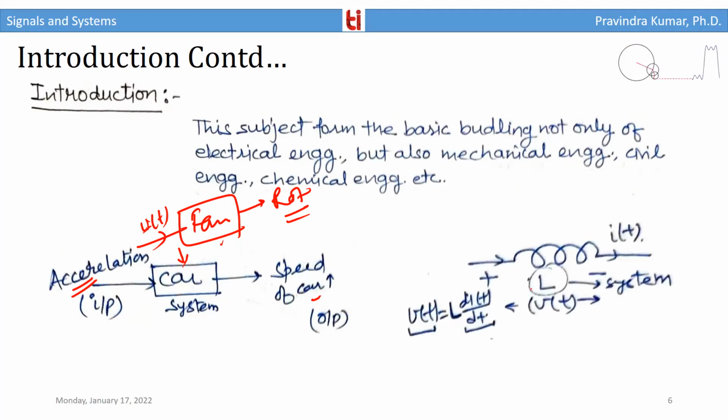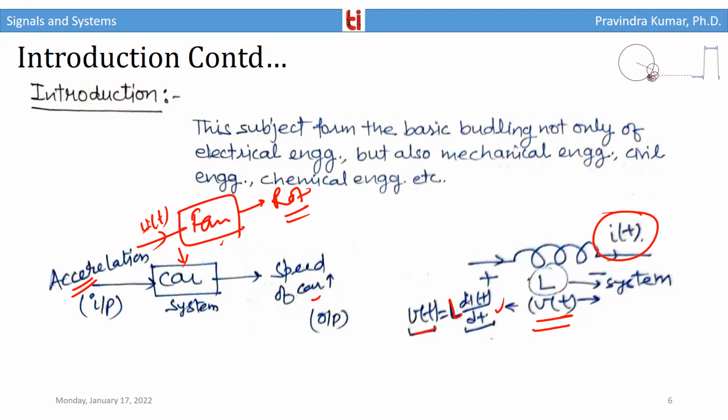Or in electrical, if there is some kind of inductor, with voltage v(t) and current i(t), the relation between v(t) and i(t) is v(t) = L di/dt.